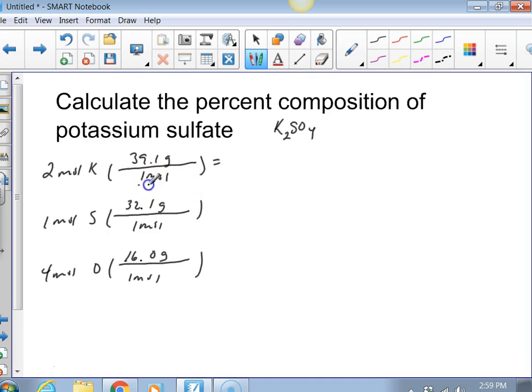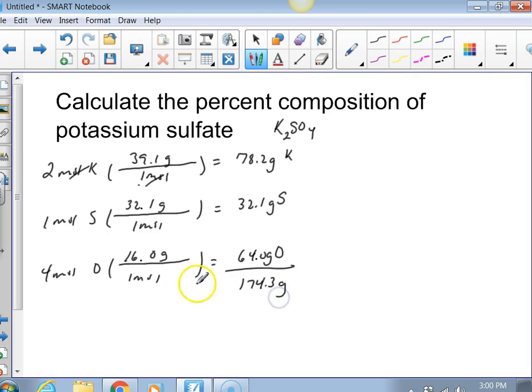This comes to, canceling moles, 78.2 grams potassium, 32.1 grams of sulfur, and 64.0 grams of oxygen. We add this together, 78.2 plus 32.1 plus 64 comes to 174.3 grams for the entire compound.